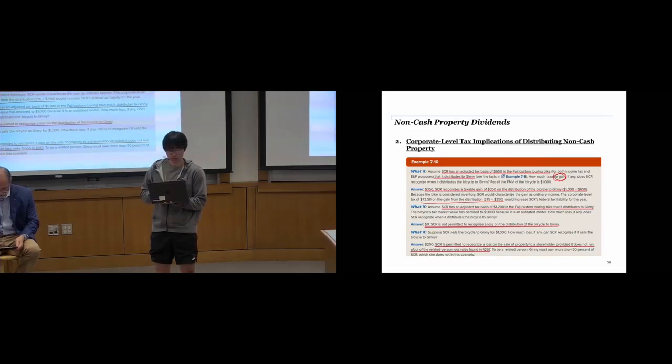Now we want to assume that SCR has an adjusted tax basis of $1,200 in the Fuji custom touring bike that it distributes to Ginny. The bicycle's fair market value has declined to $1,000 because it's an outdated model. In this scenario, we want to find how much loss, if any, does SCR recognize when it distributes the bicycle to Ginny. And we see that they're allowed to recognize $0 because SCR is not permitted to recognize a loss on the distribution of the bicycle.